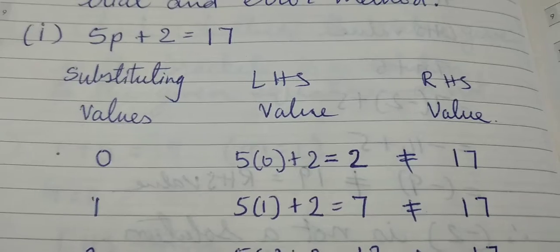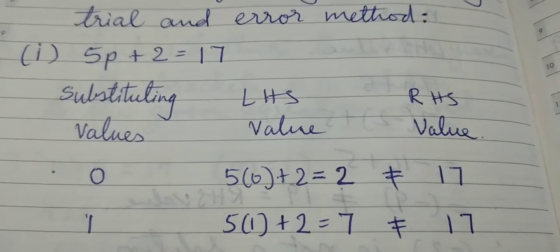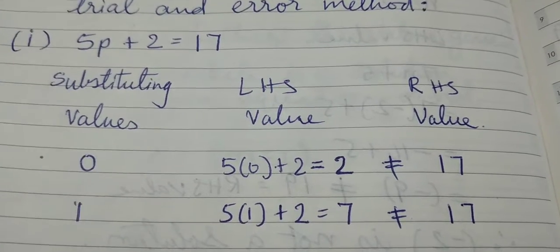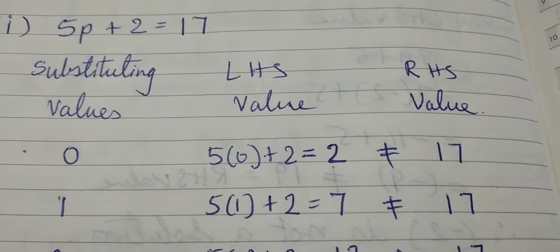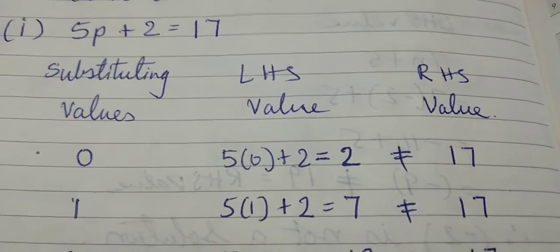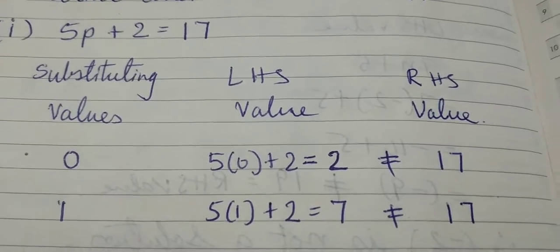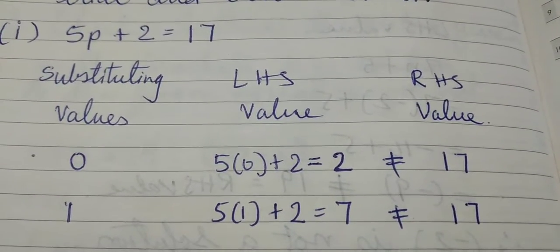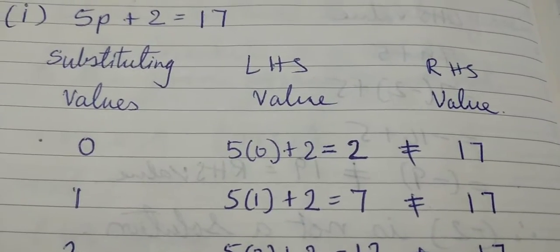I have started with 0 in the equation towards the left hand side. 5p plus 2, in place of p I have substituted 0. 5 zeros are 0 plus 2 gives the answer 2 towards the left hand side. And what is given on the right hand side? The value is 17. So 2 is not equal to 17. So 0 is not verified.